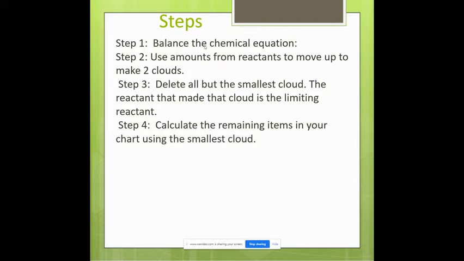So the steps for this, just like the other one, we always start with a balanced equation. We're going to use the amounts this time from all the reactants, and we're going to move them up into 2 clouds if there's 2 reactants, or however many clouds we need to be able to work with this. Then you're going to figure out which one is the smallest amount, and that cloud stays, and the rest of the other clouds go away. And then you are going to calculate the rest of your chart based on that smallest cloud.